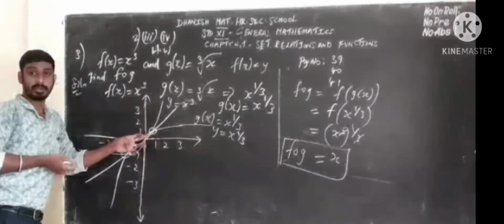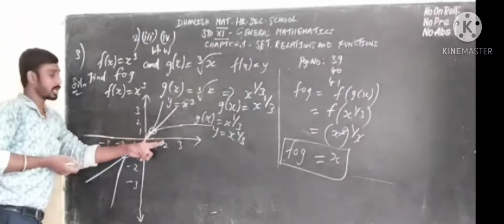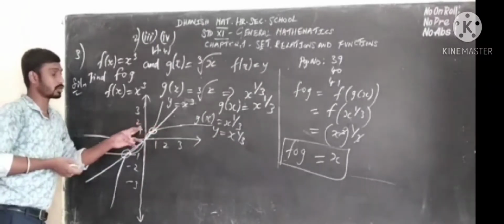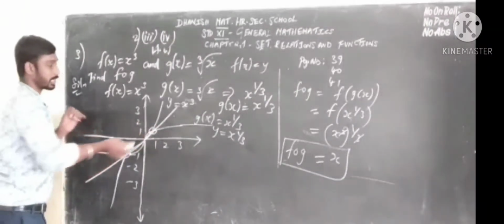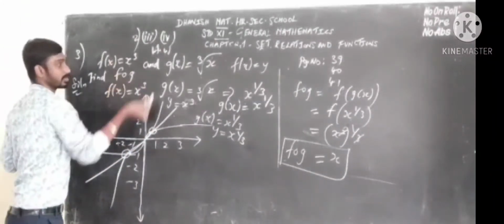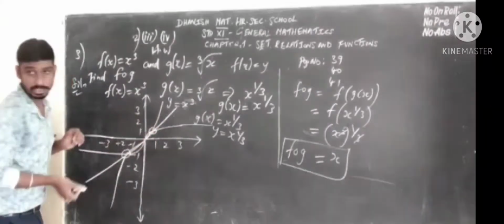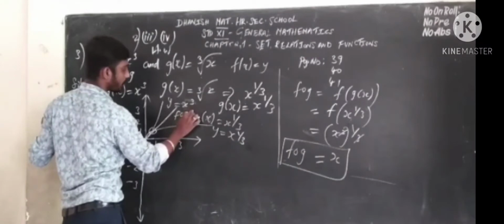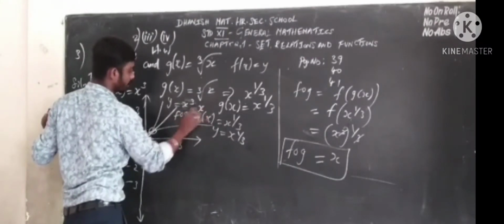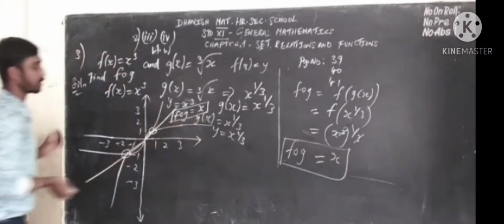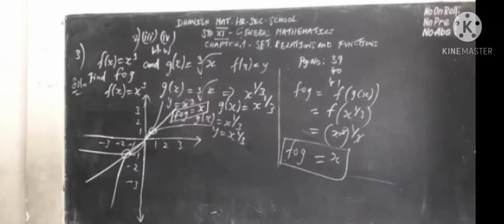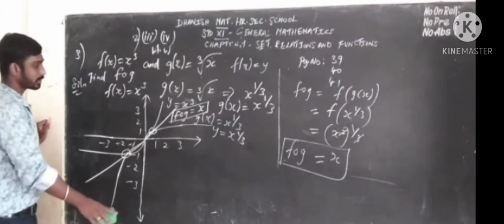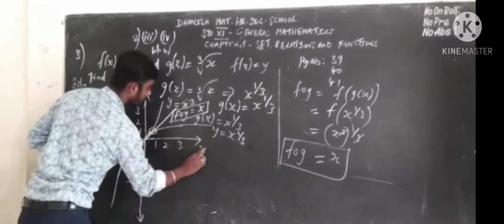Now I am putting x equal to 1. I am getting the y value as 1. Now I put x equal to 2, so the y value is also 2 only. So here we are getting 1, 1 means 1. Same table only. This curve is for f of g is equal to x. This equation is the answer for this question. Okay, do you understand this, children?